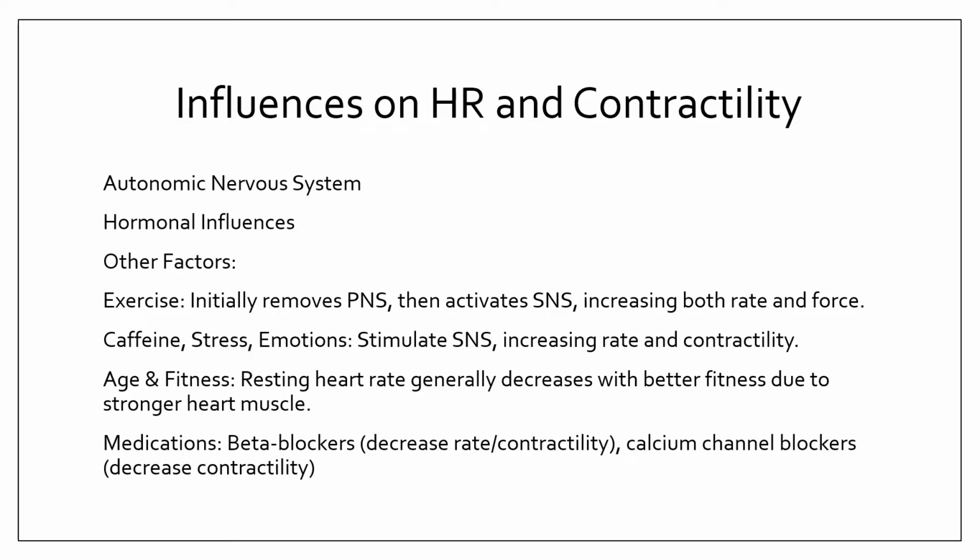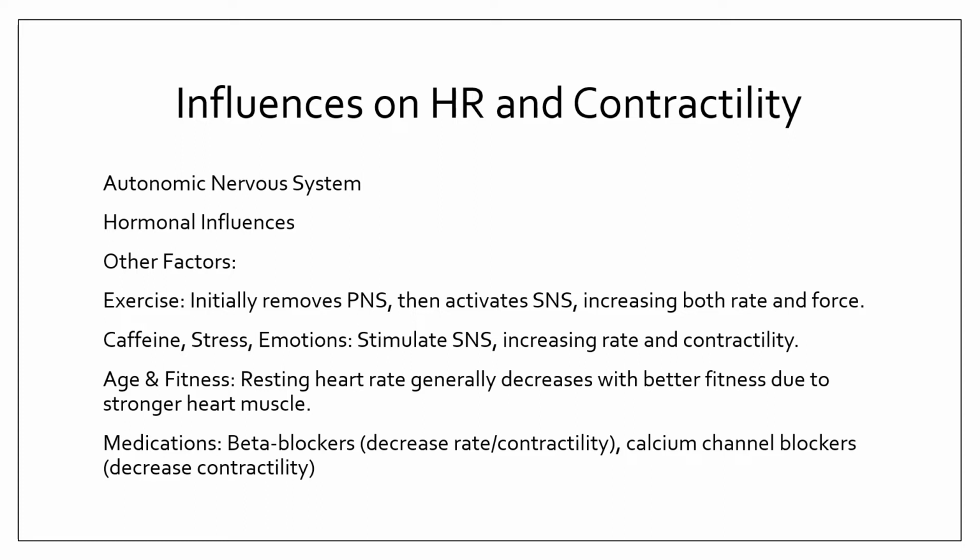And towards the middle of the semester, we'll start talking about that. Other factors include exercise. During early exercise, we have withdrawal of parasympathetic vagal tone. And as exercise intensity increases, we have sympathetic activation, which tells the body we need to increase the heart rate and contractility to meet that oxygen demand.